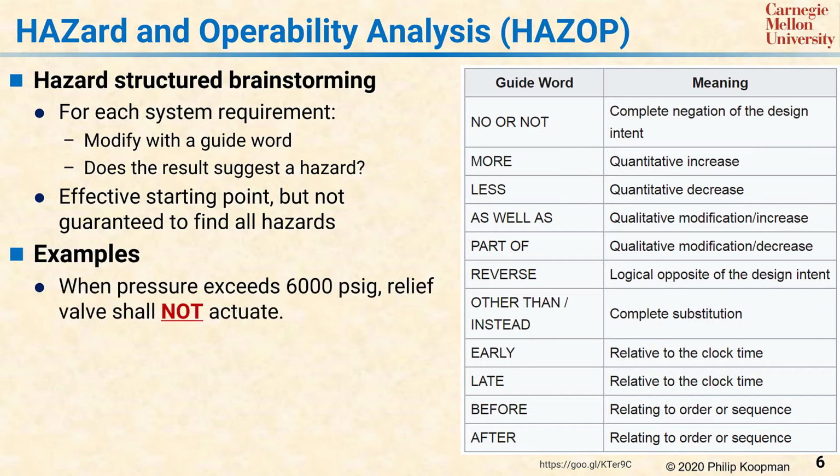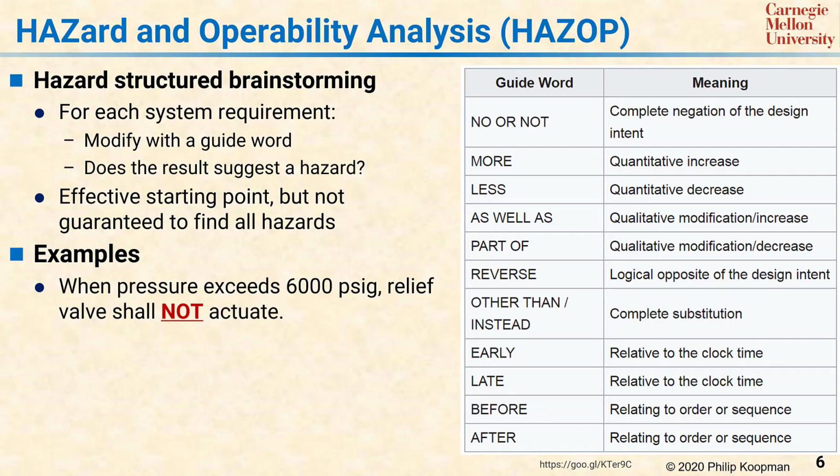For example, you have a pressure system and there's a requirement that says when the pressure exceeds 6,000 psig, relief valve shall actuate. In other words, you have a classic relief valve that's supposed to open and relieve the pressure if the pressure gets too high. Well, HAZOP says insert the word not and see what you get. When pressure exceeds 6,000 psig, relief valve shall not actuate.